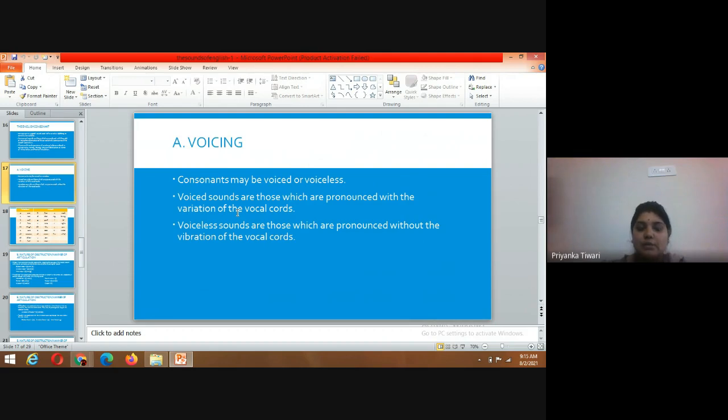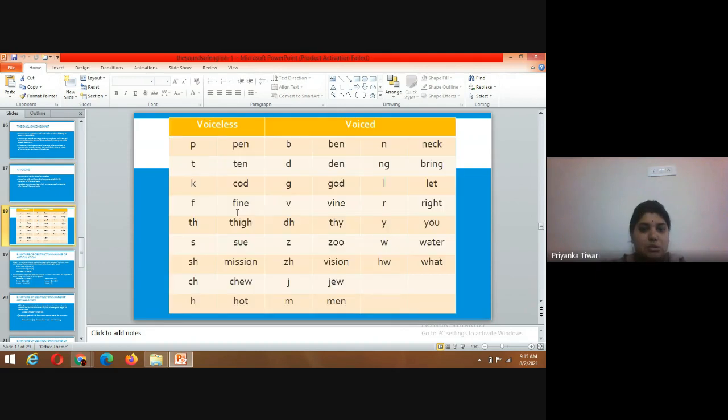Voicing means consonants may be voiced or voiceless. Voiced sounds are those which are pronounced with the vibration of the vocal cords. Voiceless sounds are those which are pronounced without the vibration of the vocal cords. So now we will discuss some voiceless and some voiced sounds.